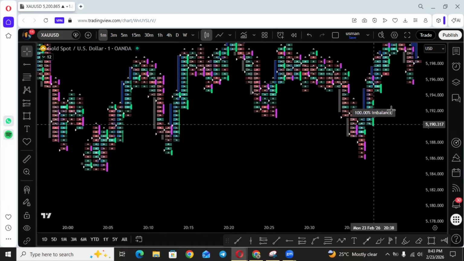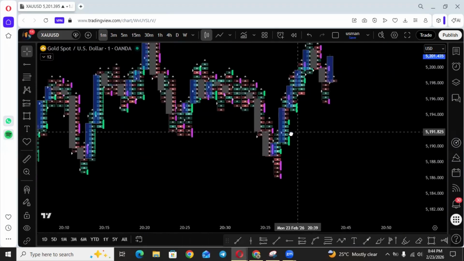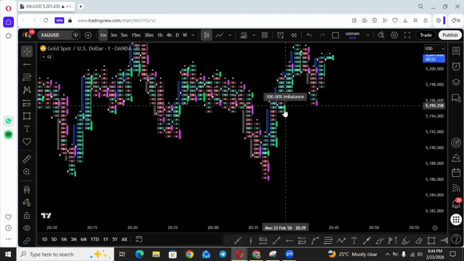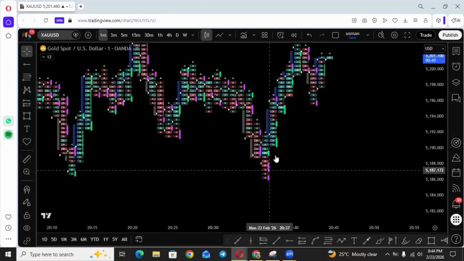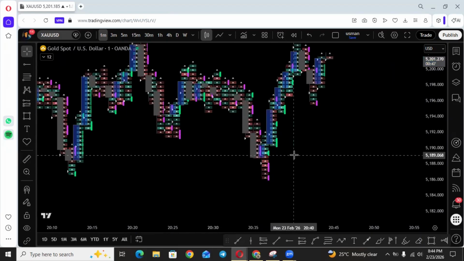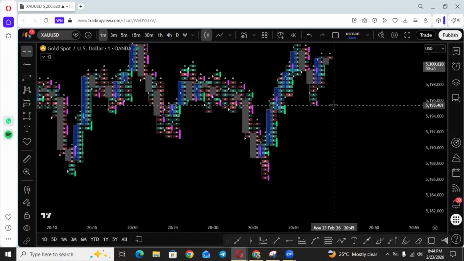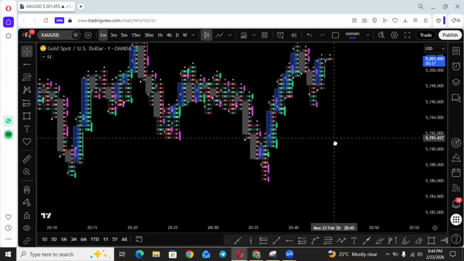So if you want to use the footprint, you can use it like this, and you don't have to zoom in and read what happened at every price level. You just know that these bars are the areas of imbalance. The market tries to mitigate these imbalance areas, and these imbalance areas are the strongest levels of buyers and sellers, which you can't see with the naked eye.